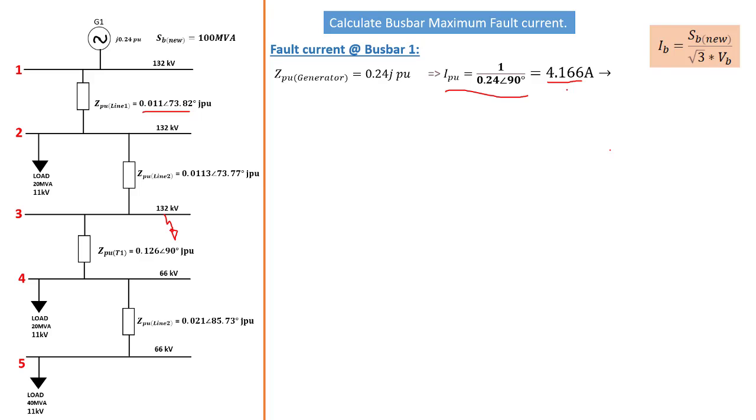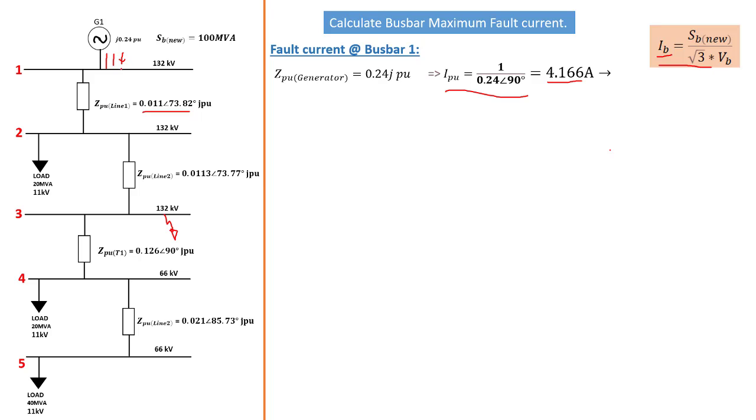In order for us to get the short circuit current, we now need to multiply the I per unit times the I base, which is the base current. Now the base current is the current. Now if this is a 3-phase generator, the generator must have 3 phases here.